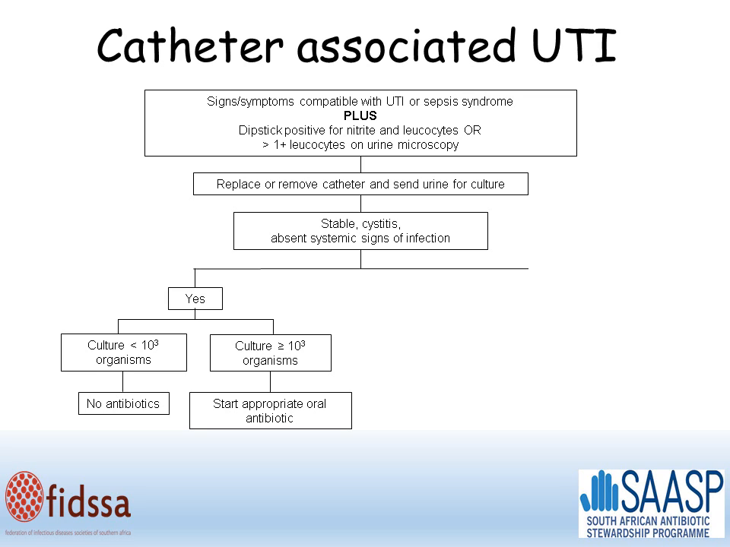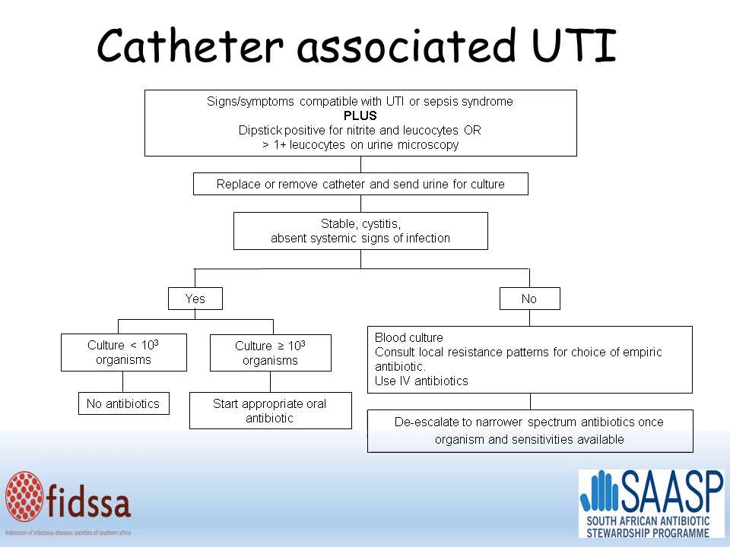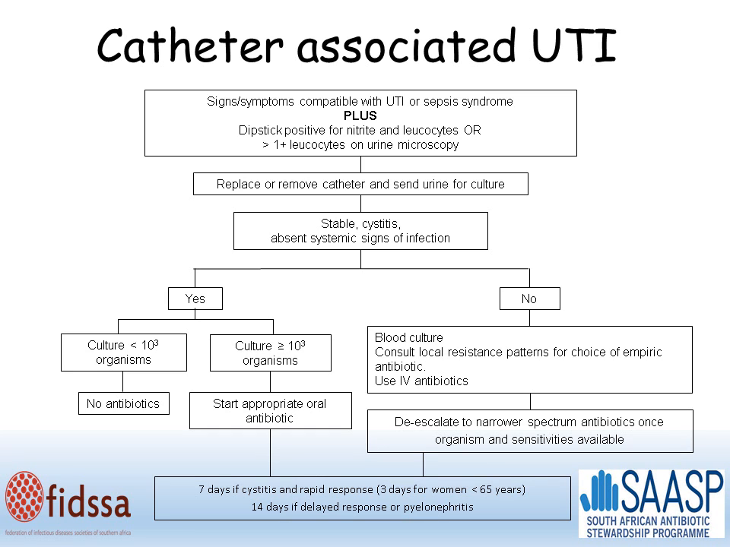If the patient is not stable or has signs of systemic infection, then you should do a blood culture and consult local resistance patterns for your choice of empiric therapy, which should usually be intravenous. You should de-escalate to narrower spectrum antibiotics once culture and sensitivity results are available. And as for complicated UTI, 7 days may be appropriate if there's a rapid response, and 14 days may be necessary if there's a delayed response or pyelonephritis.